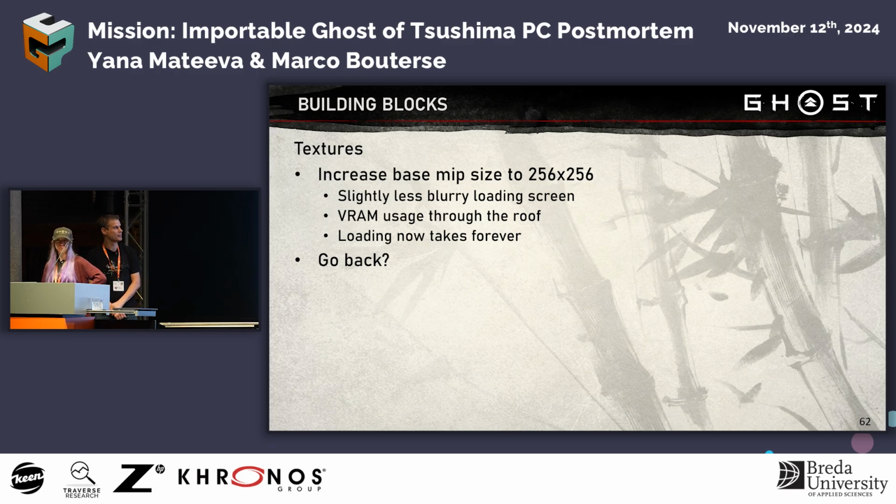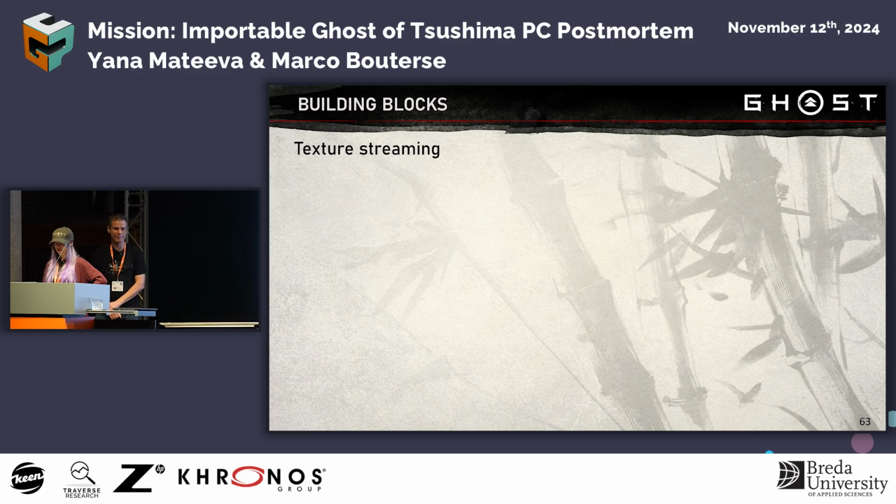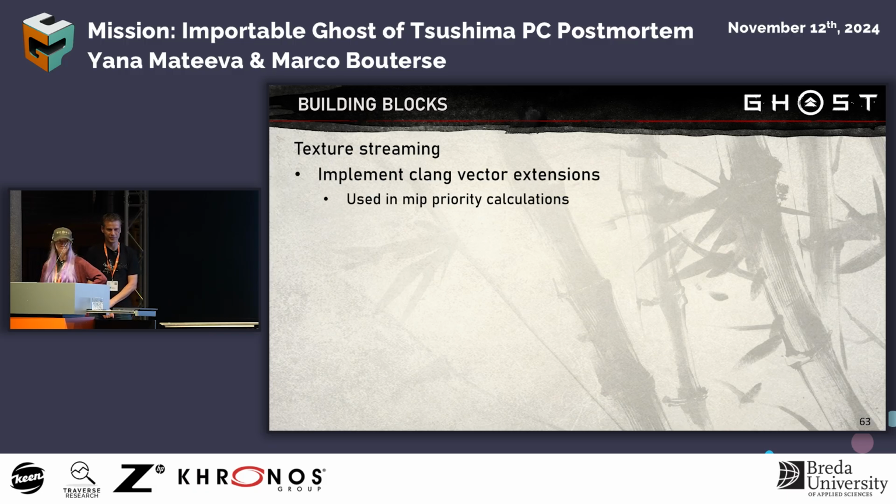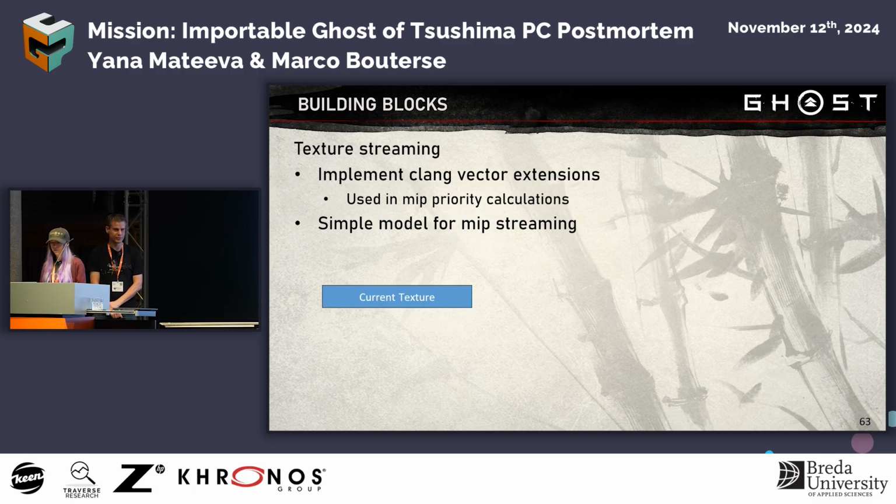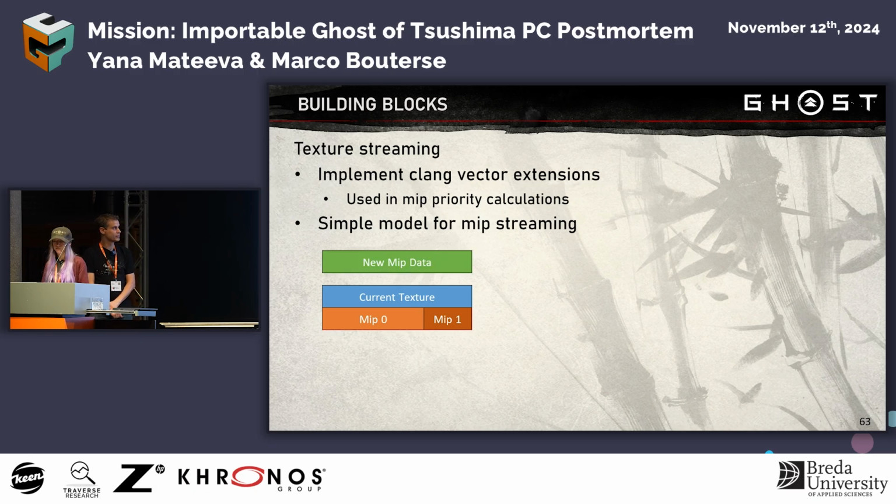However, at this point, we are still two mostly unsupervised graphics engineers, so we decided, no, let's just move forward and look at texture streaming. So on the engine side, there is some math in place for MIP priority calculations that on PlayStation uses Clang vector extensions, but we're using MSVC. So we had to implement the vector math ourselves. And on the DX12 side, we have a very simple model for MIP streaming. We have our current texture, it has a couple of MIPs, and then we need to stream in some new MIP data.